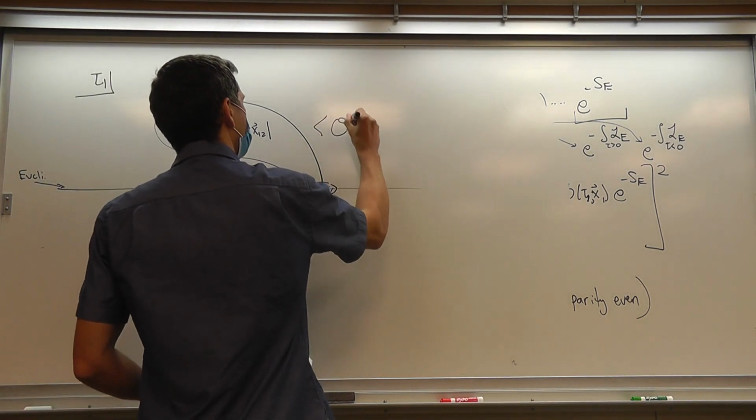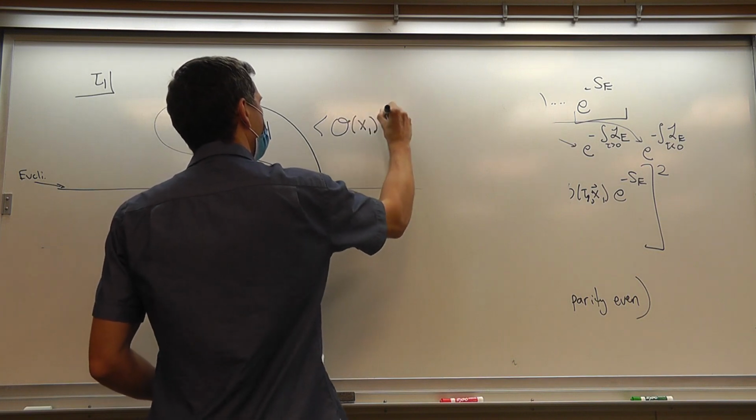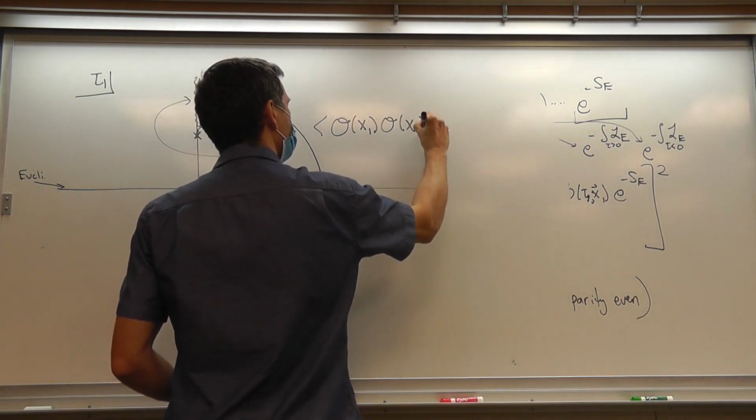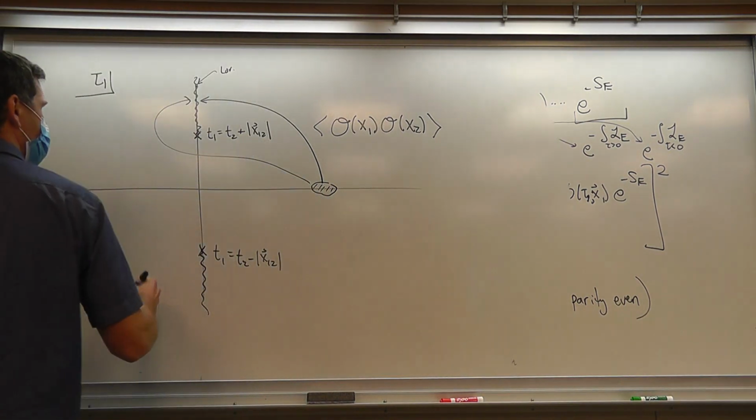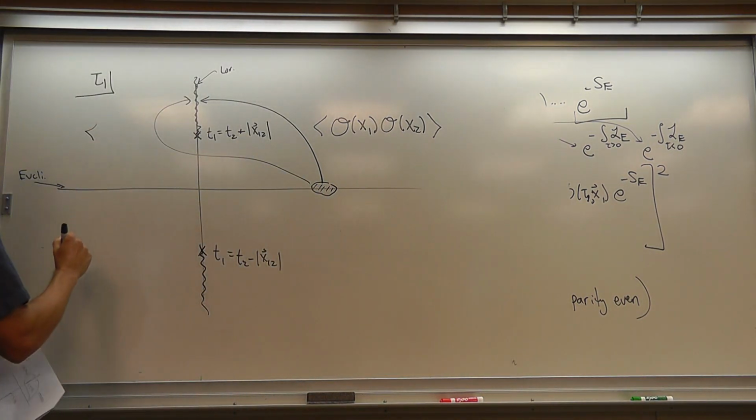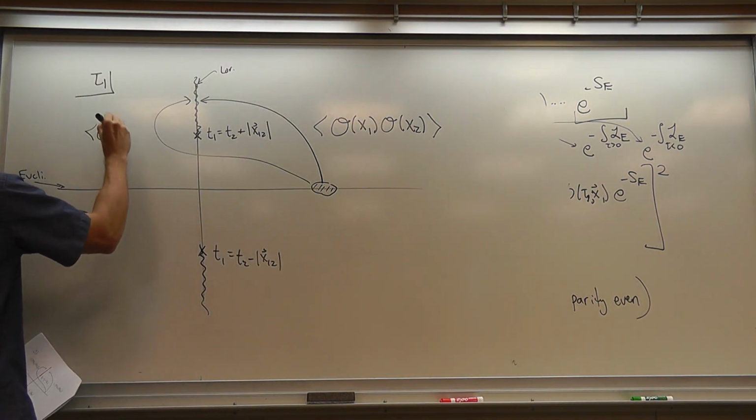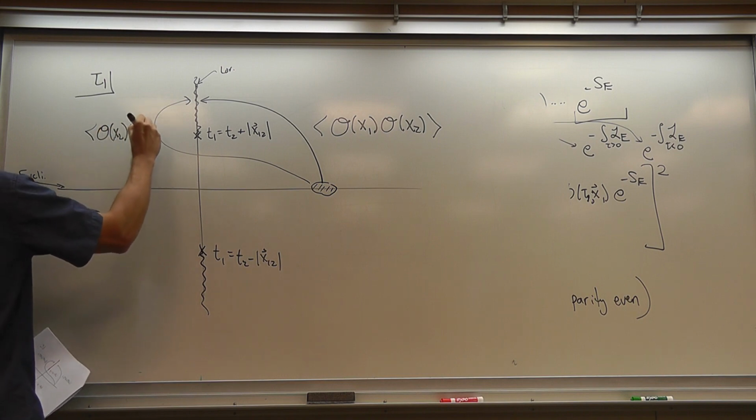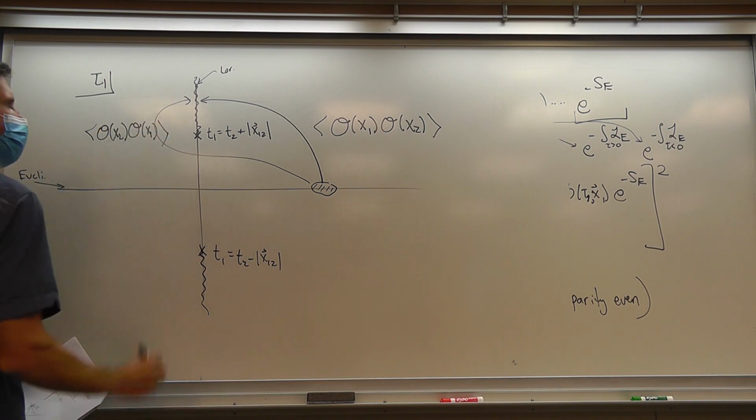And the physics point is that these are the two orderings of the Lorentzian correlation function. So one of them is O of x1, O of x2, and the other is O of x2, O of x1.